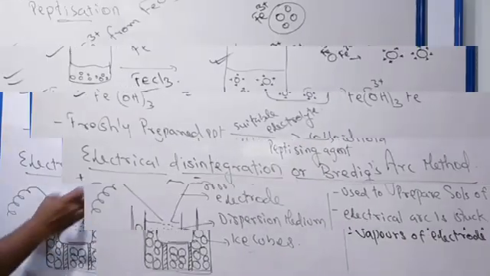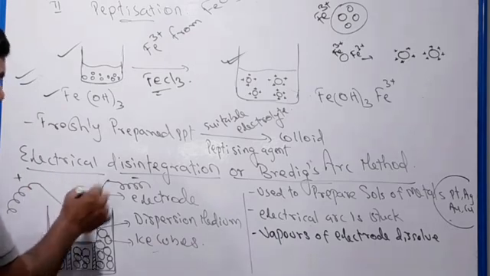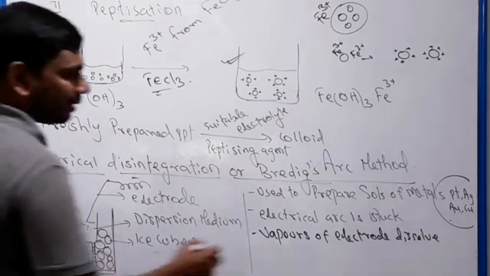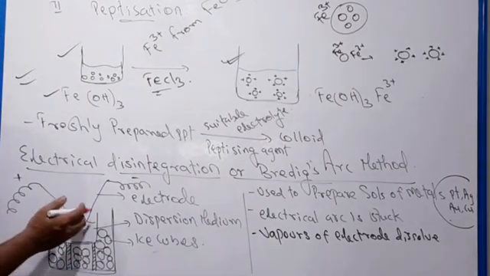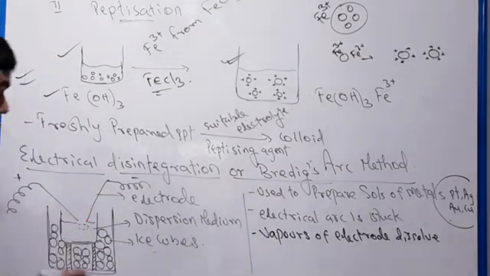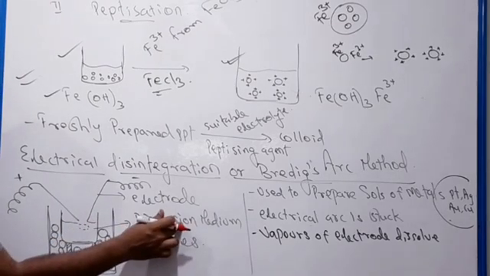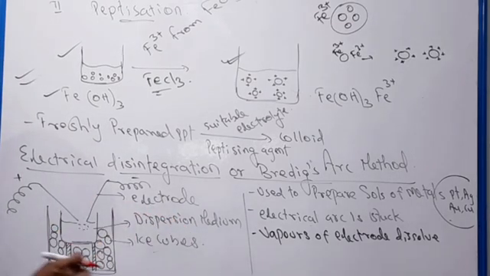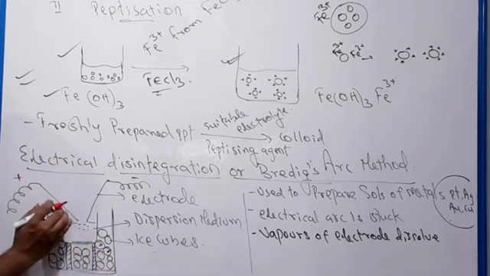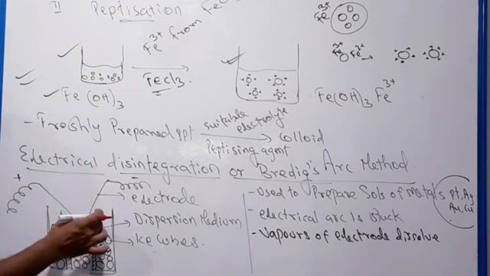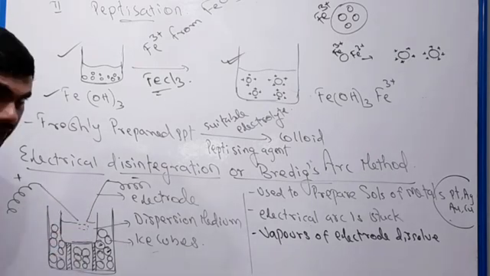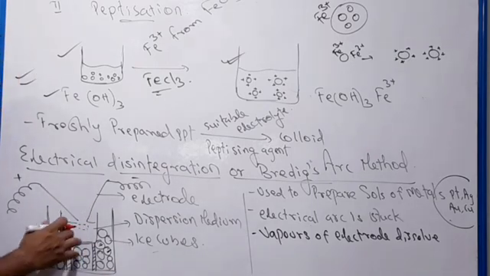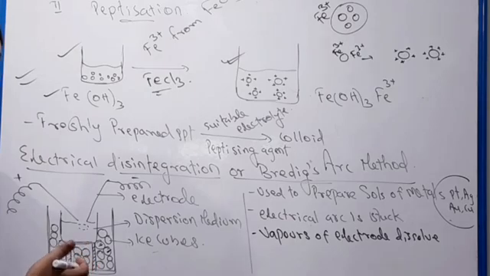And here there are two electrodes through which electricity passes. One electrical arc will be produced in this dispersion medium. Look here, this is the dispersion medium, these are electrodes, and here are the ice cubes. When we pass electricity, these electrodes will be vaporized and this vapor will dissolve in the dispersion medium, and this dispersion medium finally changes to colloid. Clear?